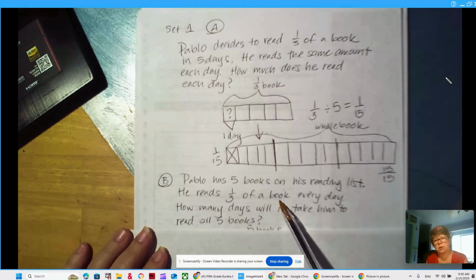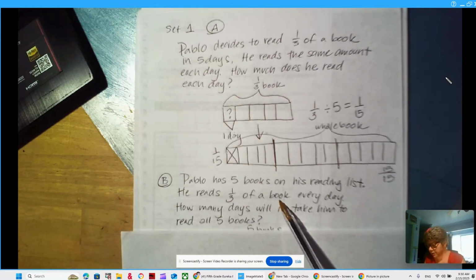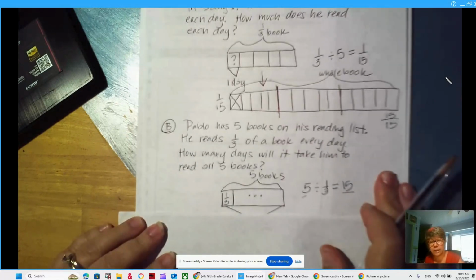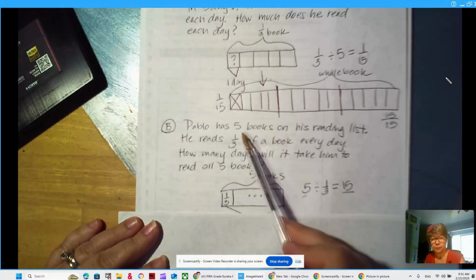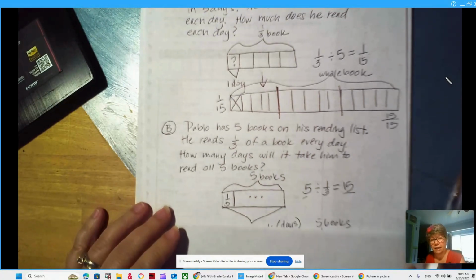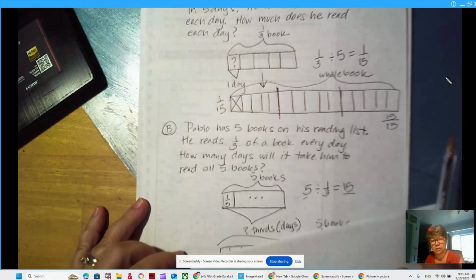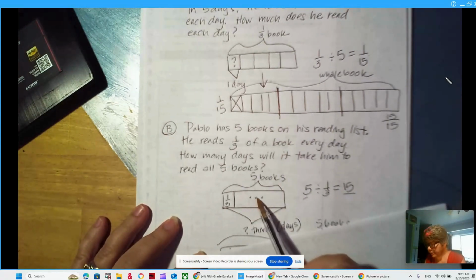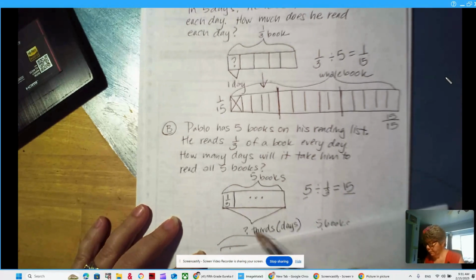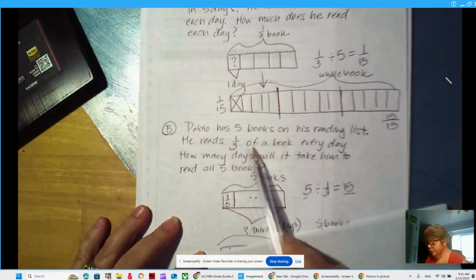Okay, so those are the two questions you're always going to be asking when you're using tape diagrams. And here you can see our total is 5 books. That's how many books he has to read altogether. And he's reading one third every day. And we put this dot here because we don't know how many thirds are going to be in those 5 books. But our question is how many thirds? How many days? Because each third is a day, right? If you remember from the question.